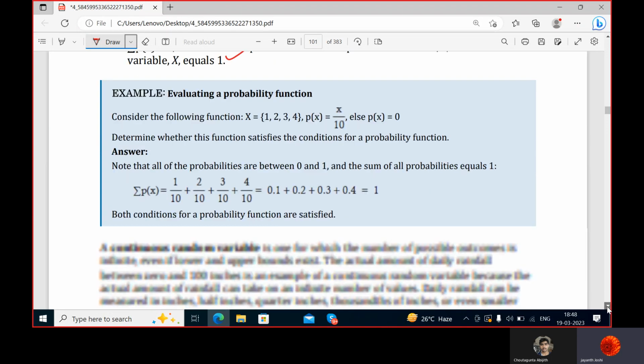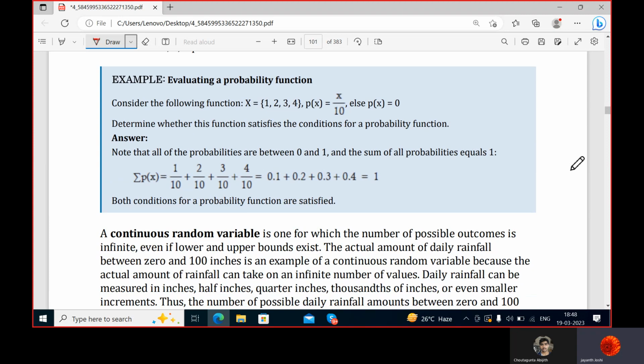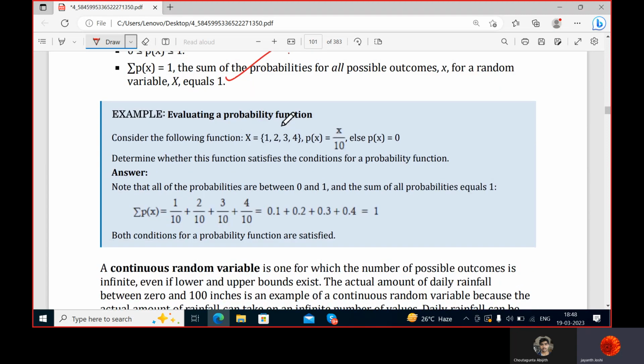OK, do this question, Abhijit. In this question, you can understand something. Consider the following function, x is equal to 1, 2, 3, 4. So these are the random variables, and this is the probability function, correct?